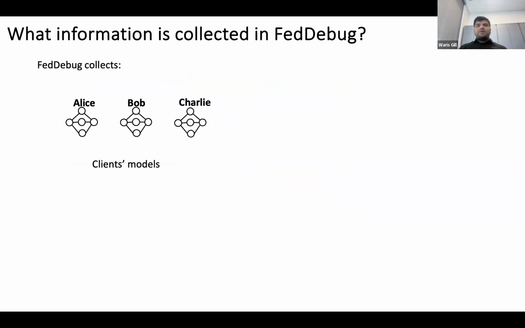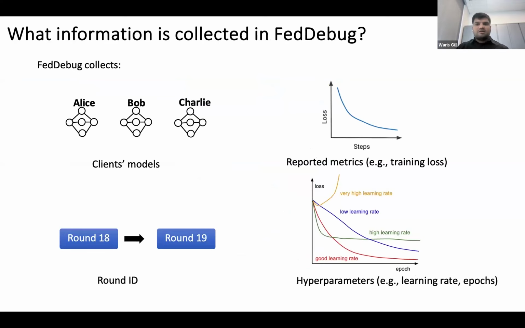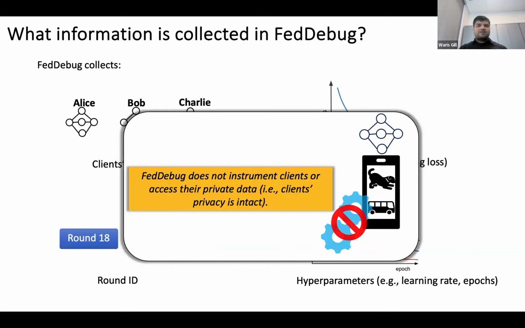So to enable interactive debugging and fault localization, FedDebug only stores client models and client model reporter metrics such as round IDs and hyperparameters, in order to reproduce the faulty state. And the key insight is that FedDebug does not instrument anything on the client side, and it does not require access to any kind of private data.